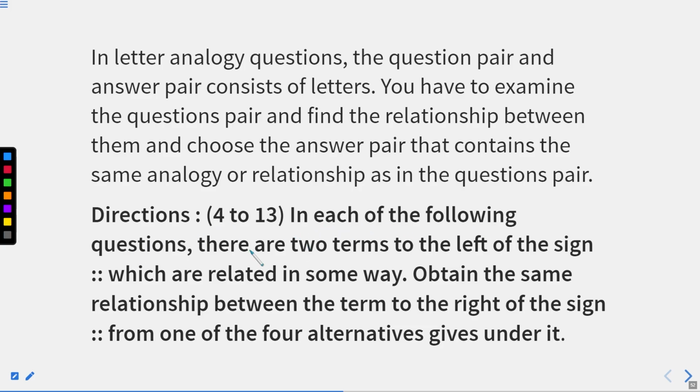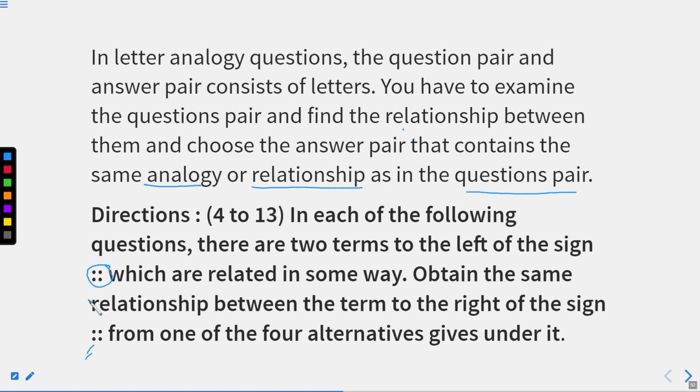In each of the following questions, there are two terms to the left of the sign, which are related to each other in some way. Obtain the same relation between the term to the right side of this symbol from one of the 4 alternatives under it. Again, the question will be the same. You have this symbol, and on the left side of the symbol you have two terms following some relation. You have to identify the relation, and after identifying it, you are supposed to follow the same.